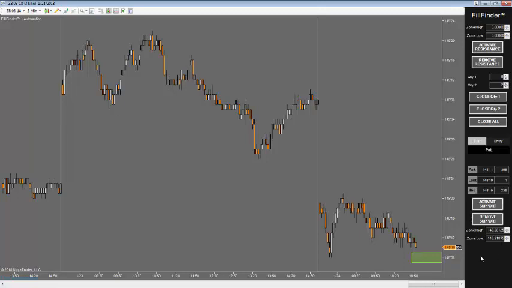Otherwise, we'll let this play out here, and it'll demonstrate how PhilFinder Plus Automation handles trades in bond futures.